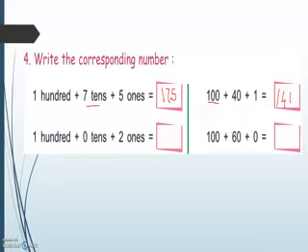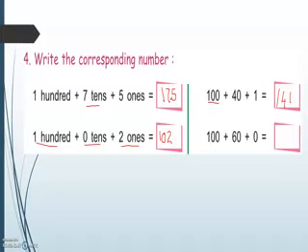Now look at the next question. 100 plus 0 tens plus 2 ones, which means 1 is in the hundreds place. 100. 0 tens means 0. 0 tens or 0 hundreds or 0 ones are all 0. Now 2 ones. 2 ones is 2. 2 is in the ones place.